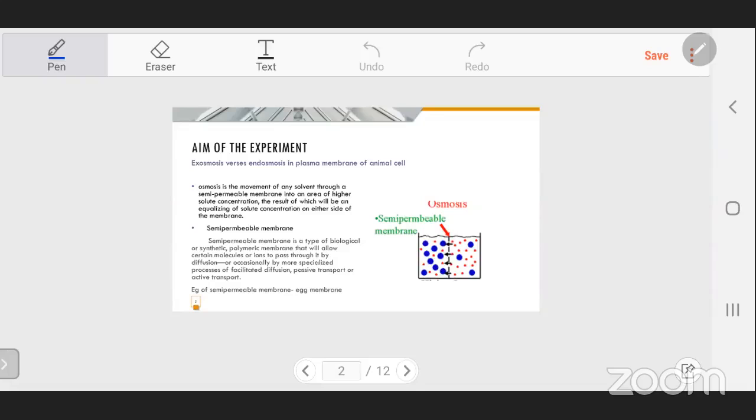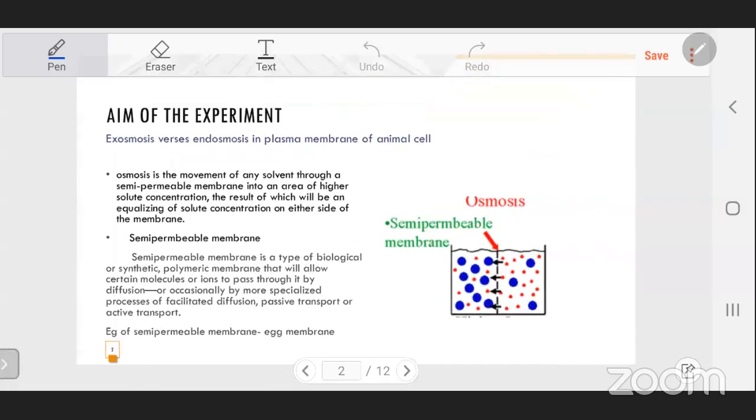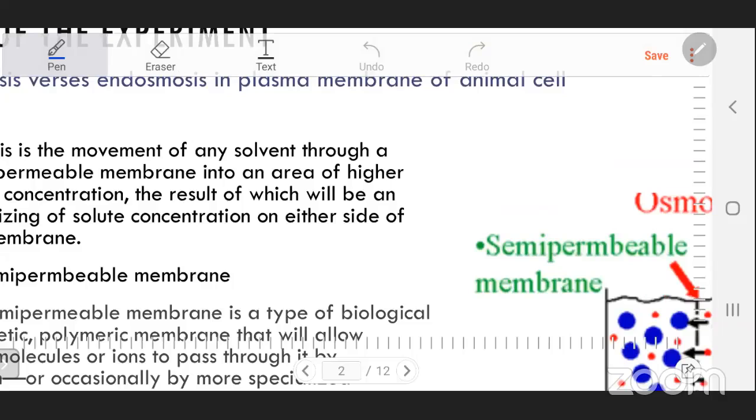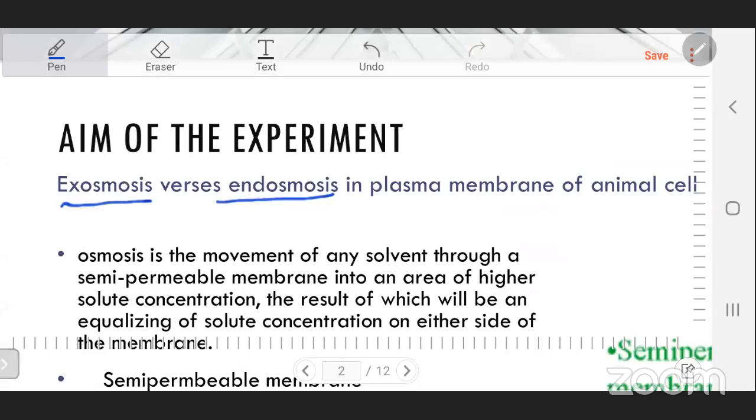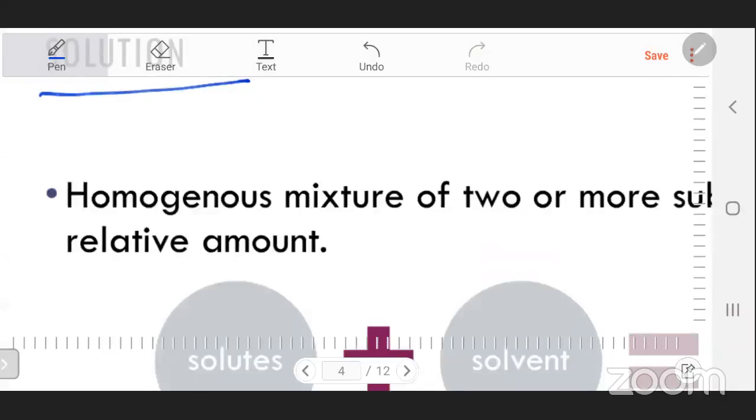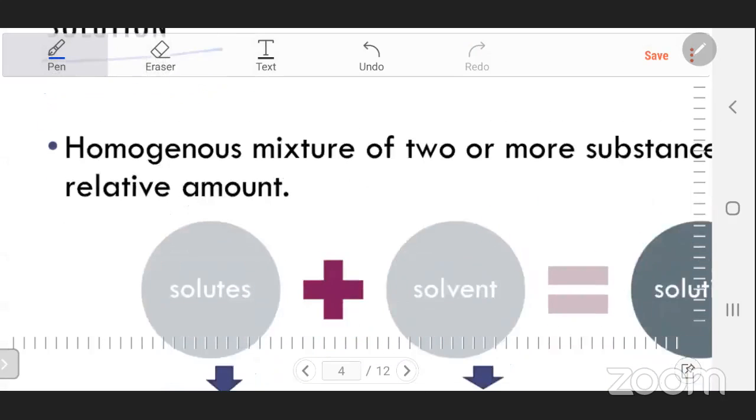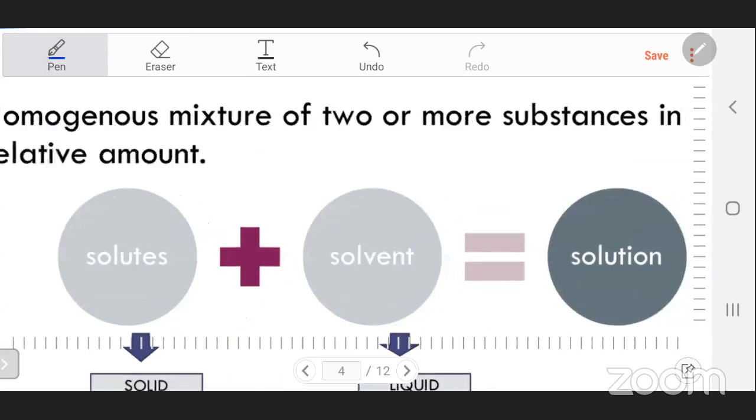So I have told you the aim of the experiment was exosmosis versus endosmosis in plasma membrane of animal cell. Now, before explaining the terms exosmosis and endosmosis, I would like to clear the confusion about solution. In my experiment, I have repeatedly said the word solution. Now, what is a solution and how is it different from the normal liquid or normal water we have? So a solution is a homogeneous mixture of two or more substances in relative amount.